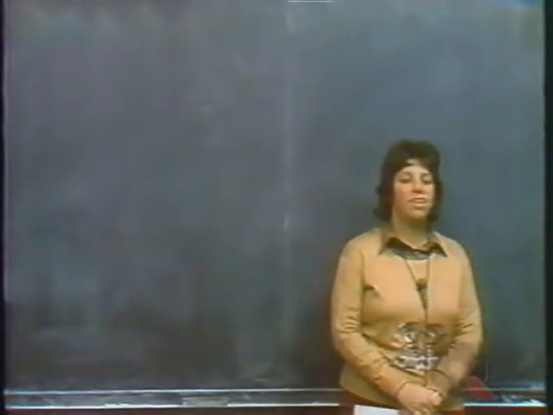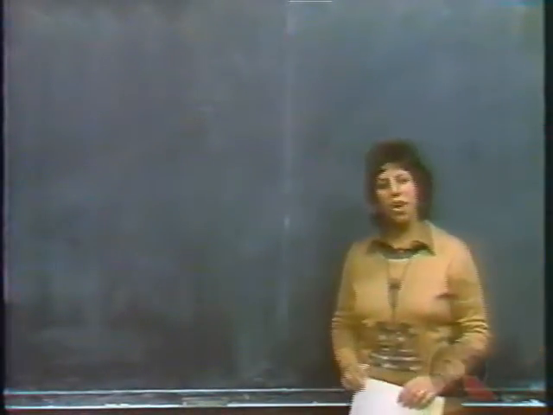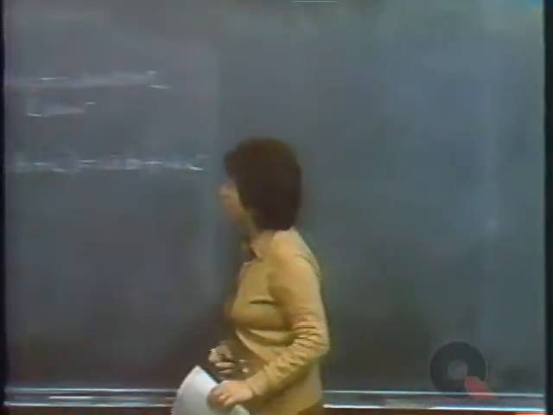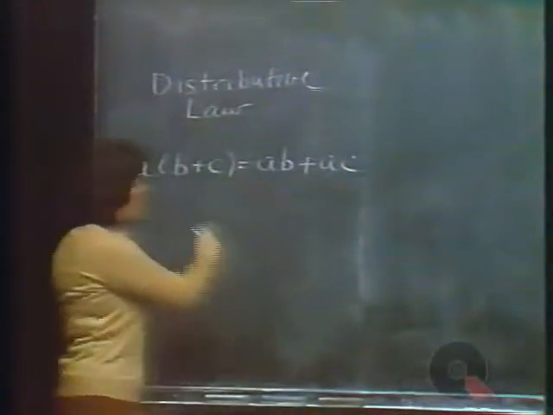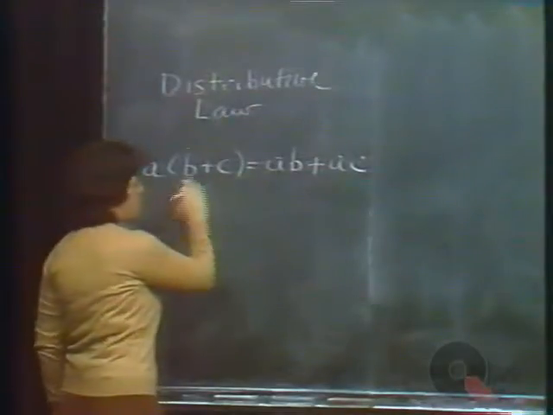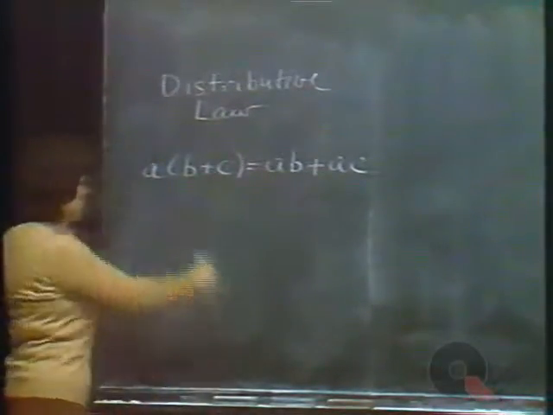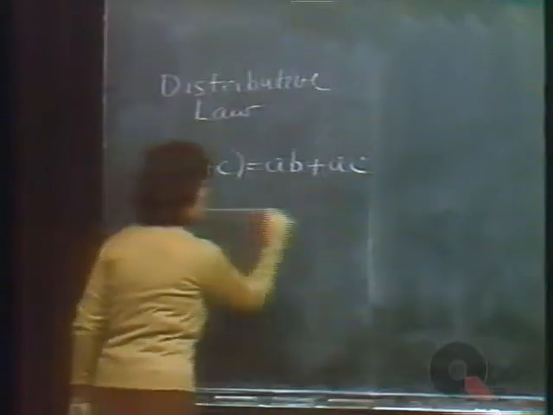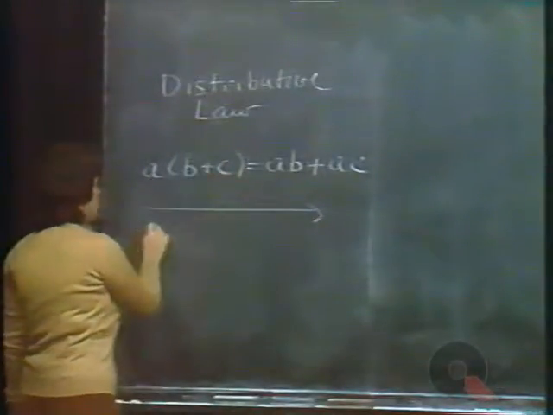This videotape deals with factoring. Let's start by reviewing the distributive law. A times (B plus C) is equal to AB plus AC. Used in this direction, like so, this is known as multiplying out.